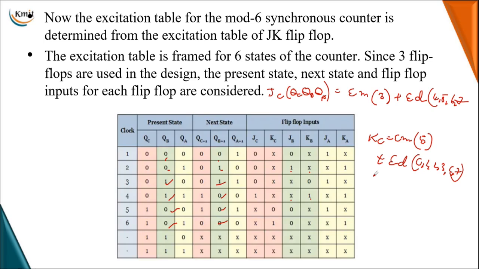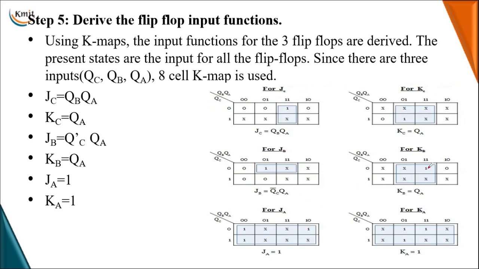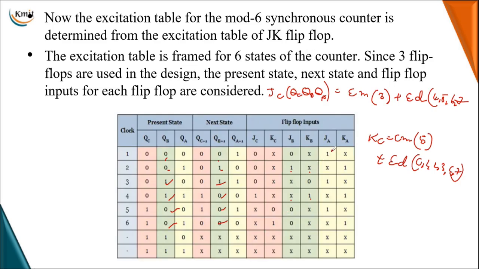Next, in the same manner, for KB, we have only minterm 3 as 1. Next, we have don't cares on 0, 1, 4, 5, 6, 7. So minterm 3 is 1, and 0, 1, 4, 5, 6, 7 are don't cares. So here there is a chance of doing the 4 square adjacency required. KB is equal to QA, which is common, while QC and QB are different. In the same manner, we will find for JA.